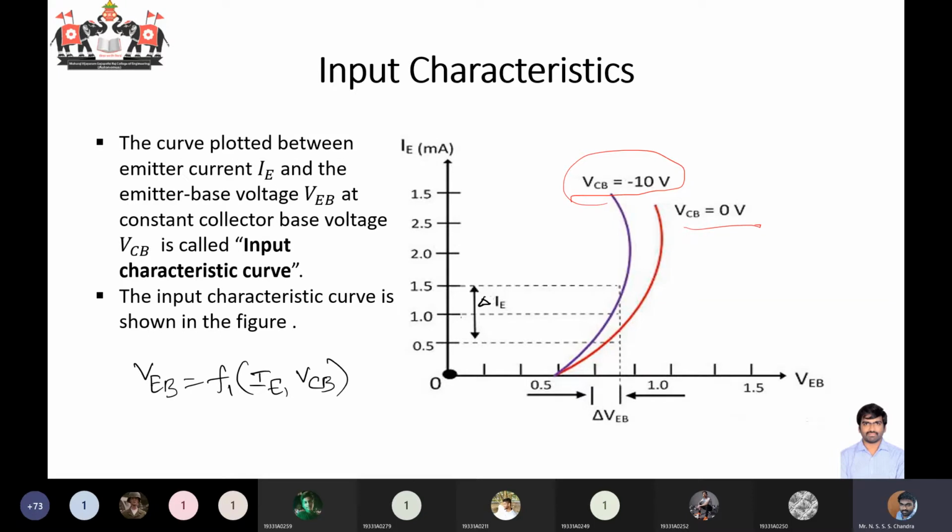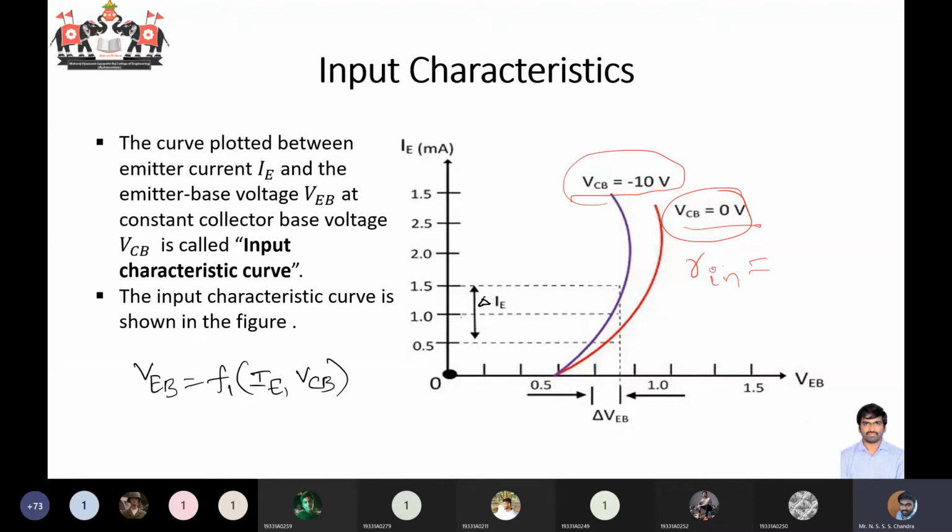Maybe if I had taken the NPN transistor, I might have taken VCB as a positive voltage, but it's a PNP transistor in which the collector base junction is reverse biased. That's why your VCB is a negative voltage. So you get a set of graphs. For this set of graphs, like for your PN junction diode, you can define your input resistance, a dynamic resistance for a given graph when VCB is equal to 0.